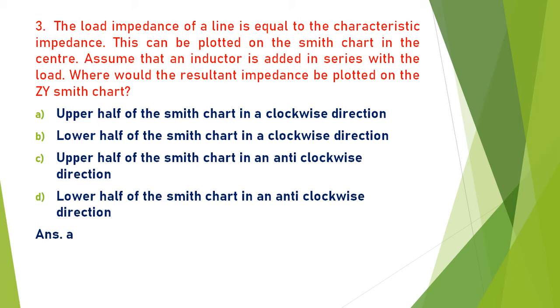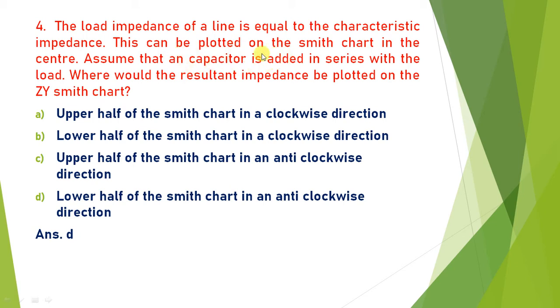If you add inductance, the point moves in the clockwise direction and goes up to the upper half of the Smith chart. So the answer is A. It is the upper half of the Smith chart in the clockwise direction. So adding an inductor in series makes the point rotate clockwise into the upper half. Okay, next, the same example. What if a capacitor is added?